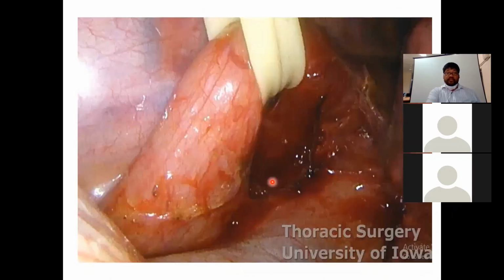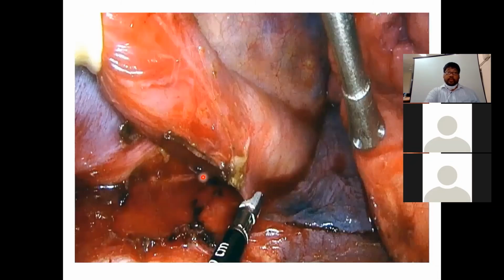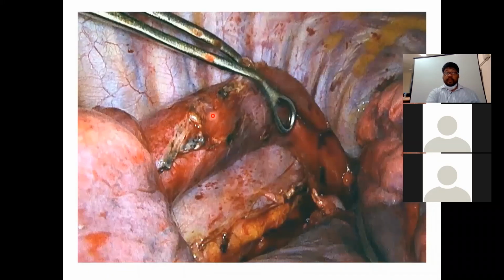And this is the thoracic view. So in the thorax, we separate the esophagus. So this is the esophagus in the thorax. And this is further mobilization. This is the esophagus. Further mobilization is being performed. See, this is the thorax. So inside the thoracic cavity, further mobilization of the esophagus is done.